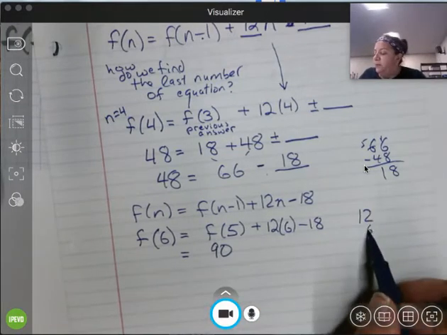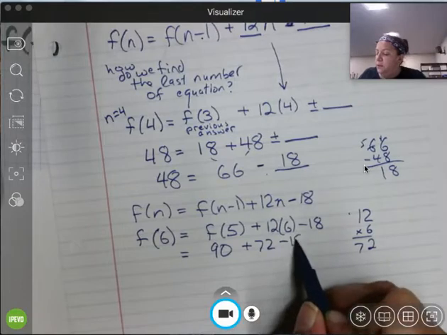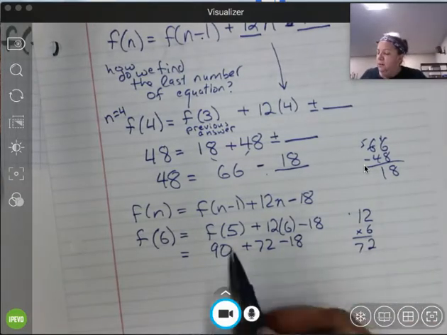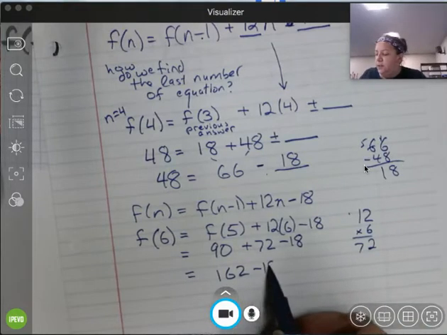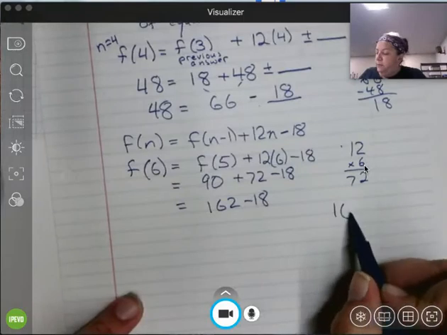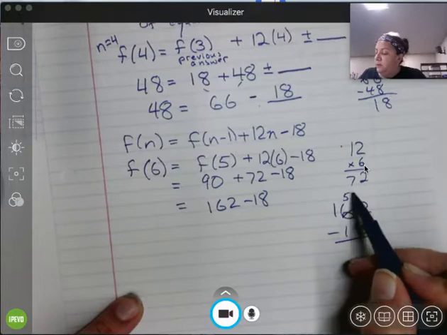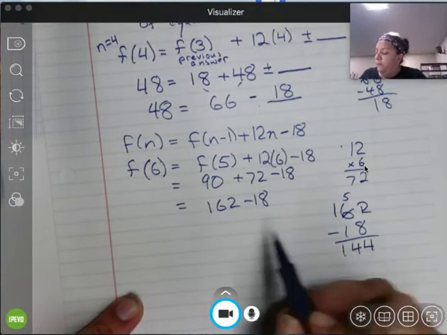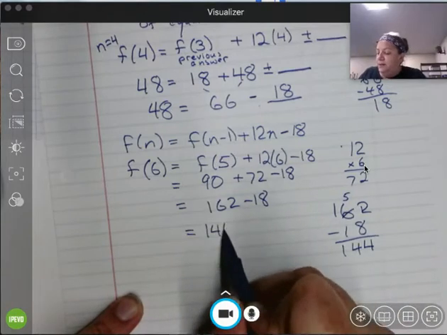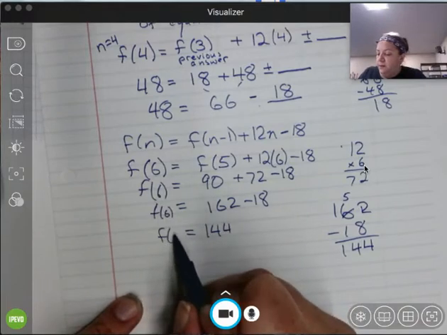12 times 6, by the way, is a good one to memorize. It comes up a lot. That's 12, carry 1, 72. 72 minus 18. Let's see, 90 plus 72, I can do that one. That's 162 minus 18. I'm going to come over here and subtract. I'm going to have to borrow, so that's 5, 12. 12 minus 8 is 4. 4, 144. Yes, that's true. Let me write all the rest of my f of 6 here. Look, that's what I got.